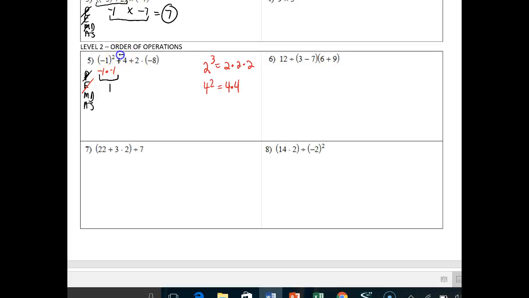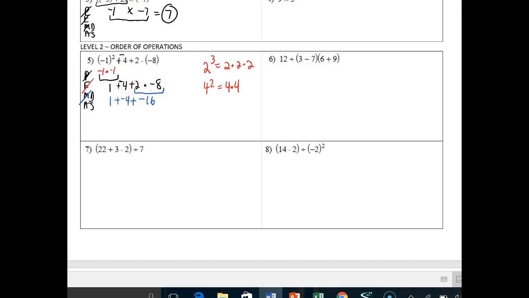So, oops, I should have said plus negative there. So plus negative 4 plus 2 times negative 8. Now, some of you might be tempted to say, oh, let's do 1 plus negative 4, then plus 2, and then times 8. Can't do it. Got to look to multiply or divide. Do I have multiplication or division? I do have multiplication right there. 2 times negative 8 is negative 16. So 1 plus negative 4 plus, you don't put down the 2 anymore because you used it in 2 times negative 8. So 1 plus negative 4 plus negative 16.